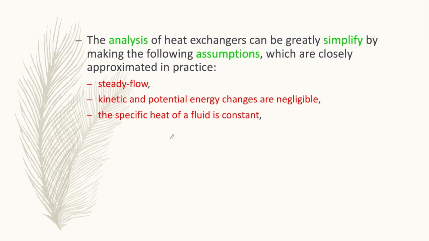Okay, so it means that specific heat is not affected by the temperature change. That is the third assumption that you need to make in order to do the analysis of a heat exchanger. And the fourth one is that the axial heat conduction along the tubes is negligible.